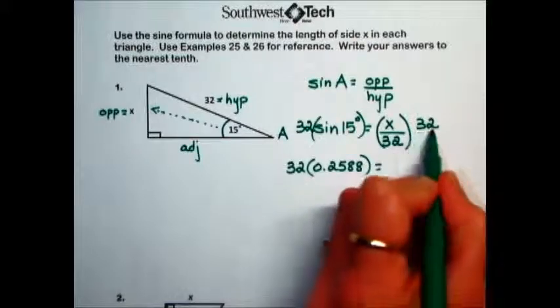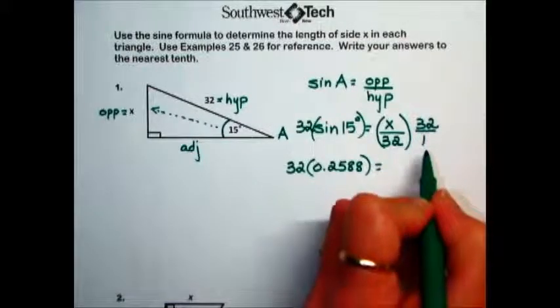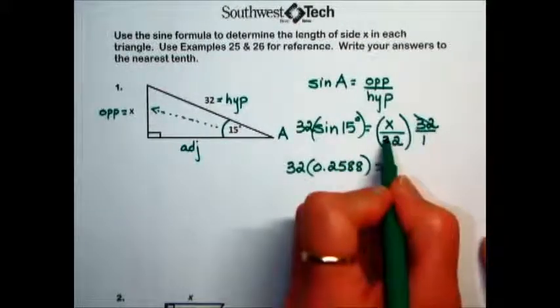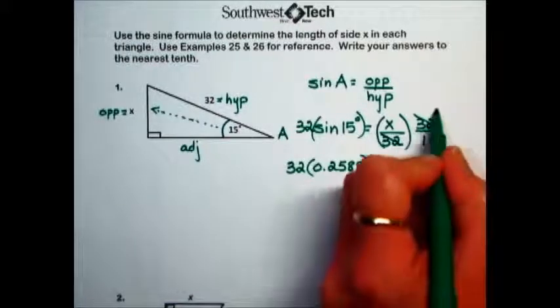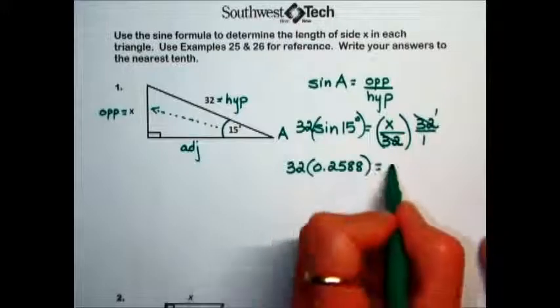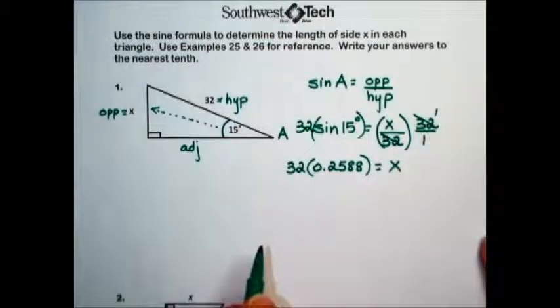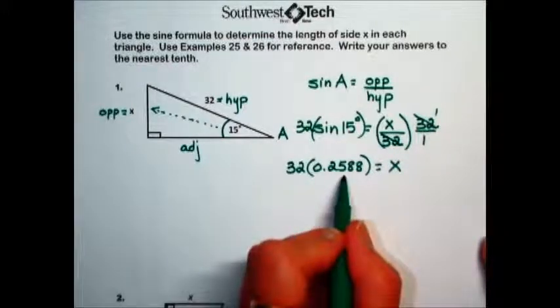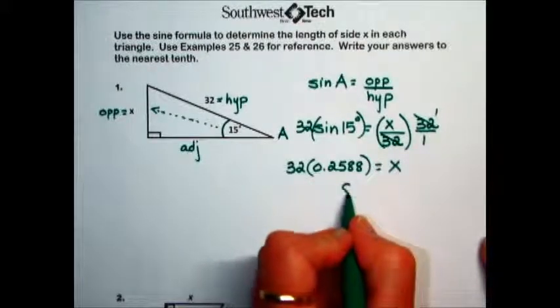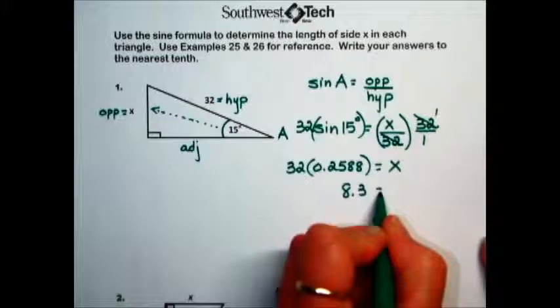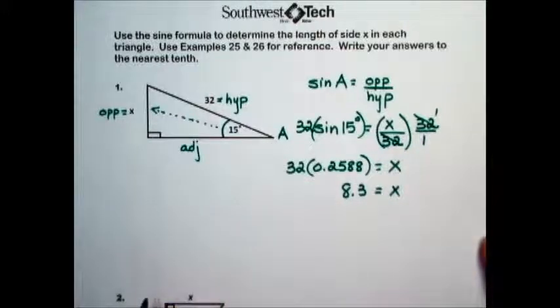On the right-hand side, the 32 has a denominator of 1. That's going to cancel out the 32 in the denominator. 32 divided by 32 is 1. 1 times x will give us a value of x. Simplifying further on the left-hand side, when we multiply and round to the nearest tenth, we have our answer that we're looking for. The length of the opposite side has a length of 8.3.